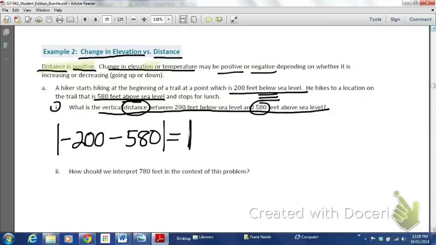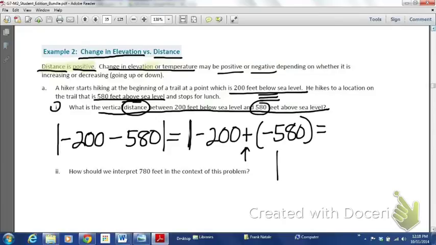What they're doing is they said negative 200, and again, plus a negative 580, which is the same thing, just showing you that we have this idea of adding, or summing. But it's going to equal the same thing, which is the absolute value of negative 780, which of course equals 780.